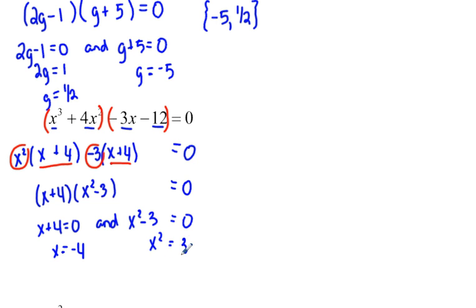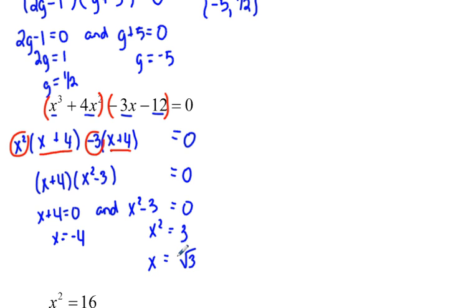In my second equation, first I'll add 3 and take the square root of both sides. Don't forget that if you square root while you're solving a problem, you always have to include the positive and the negative solution. The degree of this polynomial was a 3. My 3 solutions are going to be -4, negative square root of 3, and positive square root of 3.